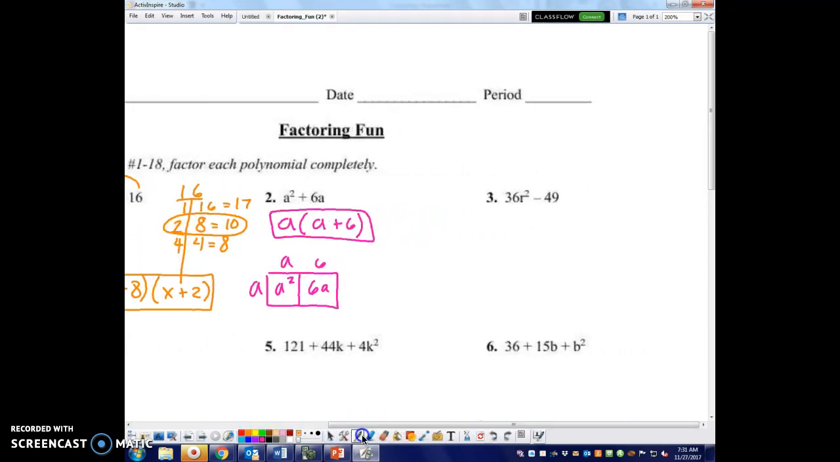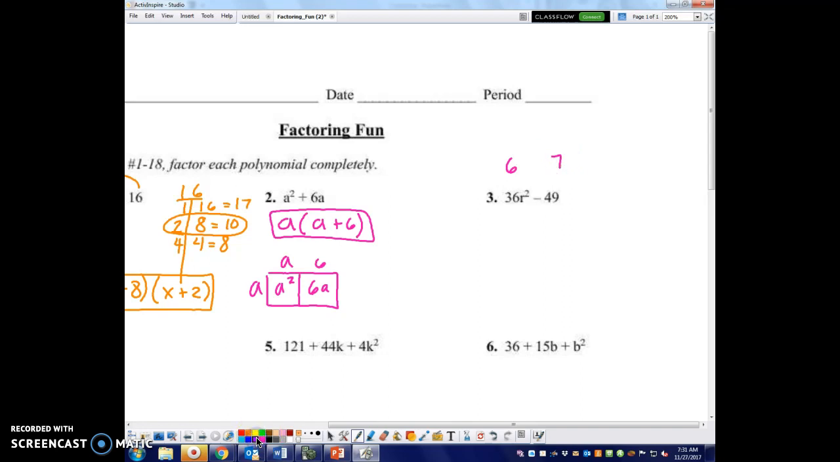Number 3. This is a difference of two squares, right? Is 36 a perfect square? Yes. Is 49 a perfect square? Yes. So 36 is the perfect square of what? What makes 36? What times what gives you 36? 6. What times what gives you 49? 7. Okay? So here's how you do the difference of two squares.